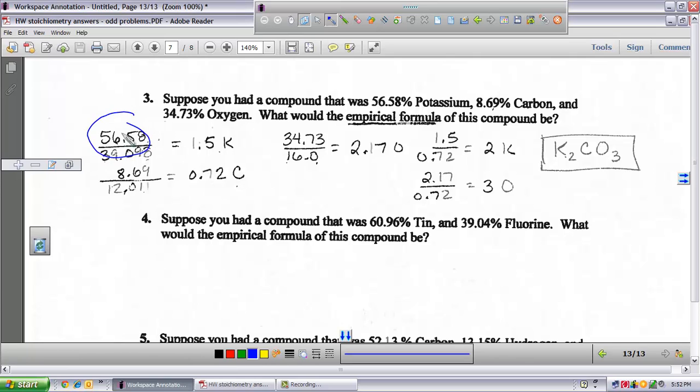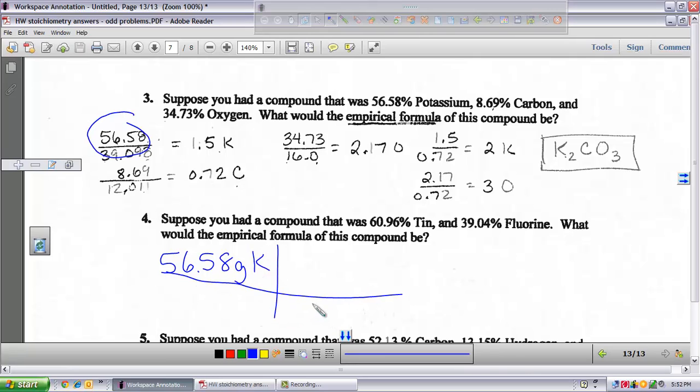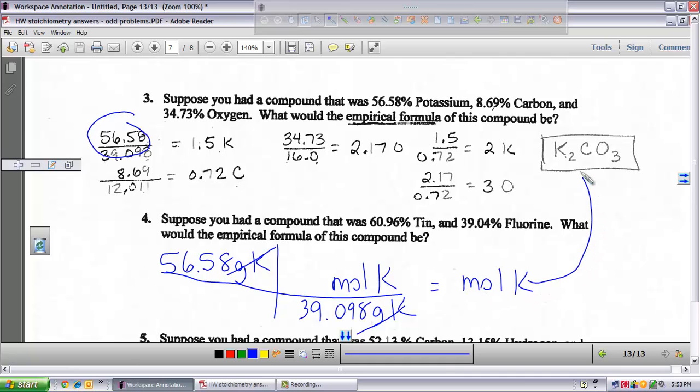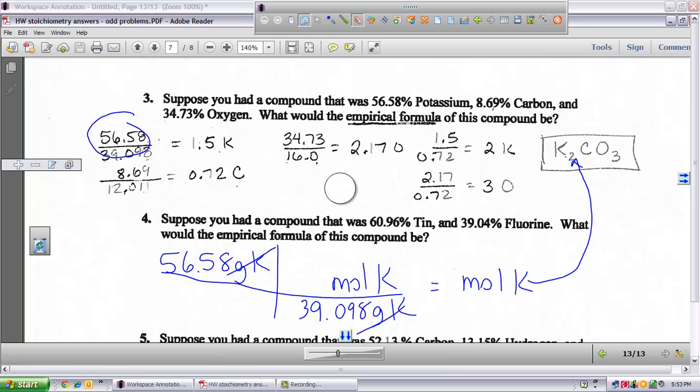So if you want to think of it this way, I'm going to just take this and kind of move it down here. If you take 56.58 grams of potassium and you converted it, there's 39.098 grams per mole from the periodic table of potassium. Okay, what you're doing here is you're actually converting this to moles of potassium, and then that's the number that needs to go right here.